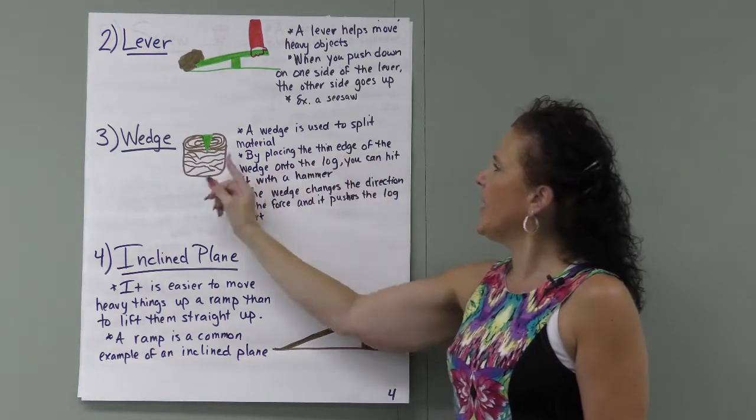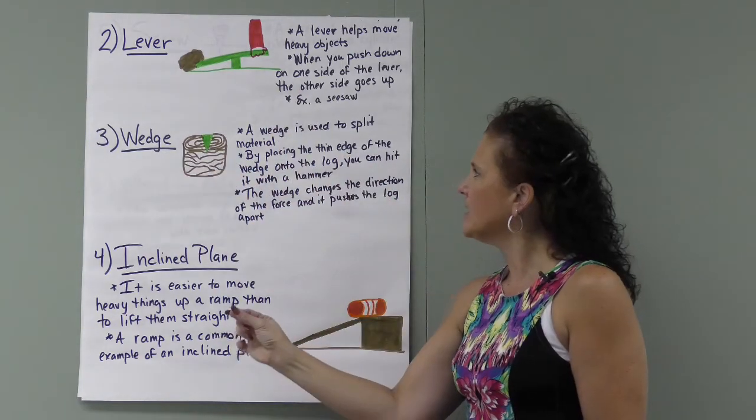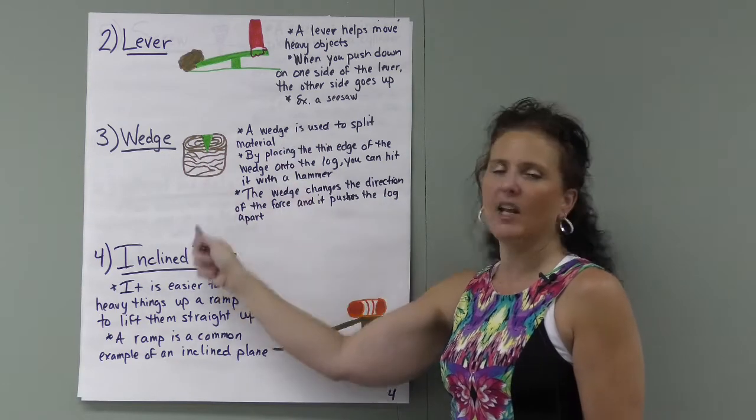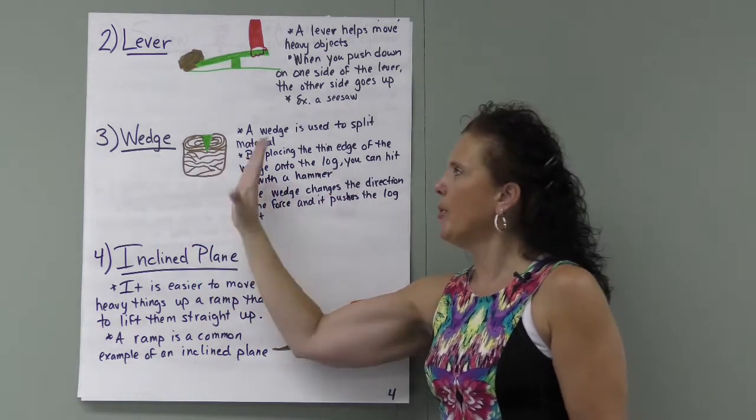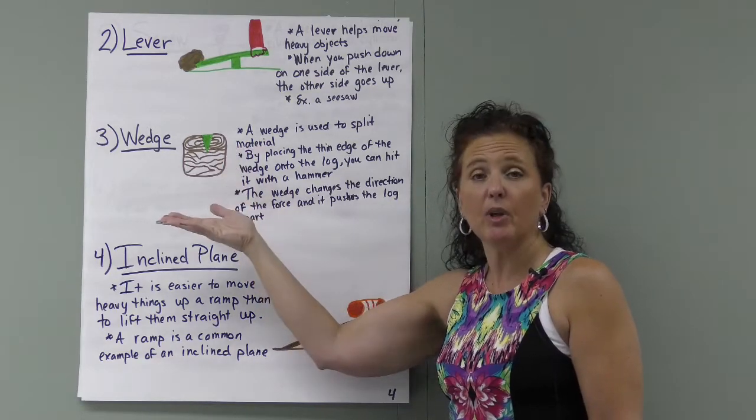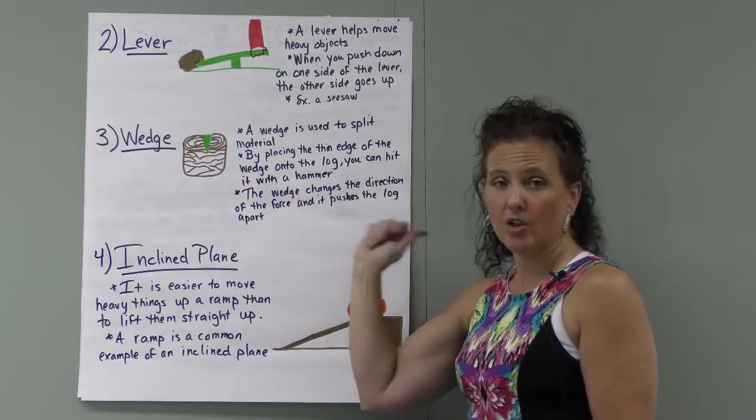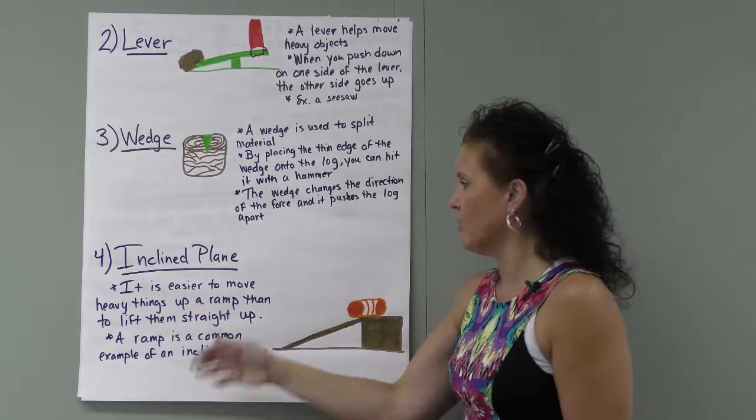By placing the thin edge, because it comes into a point, onto the log, we can hit it with a hammer, and the wedge will change the direction of the force and push that log apart. That's how you split wood, right? Or you have it already on the stick and you hit it with a force, right?